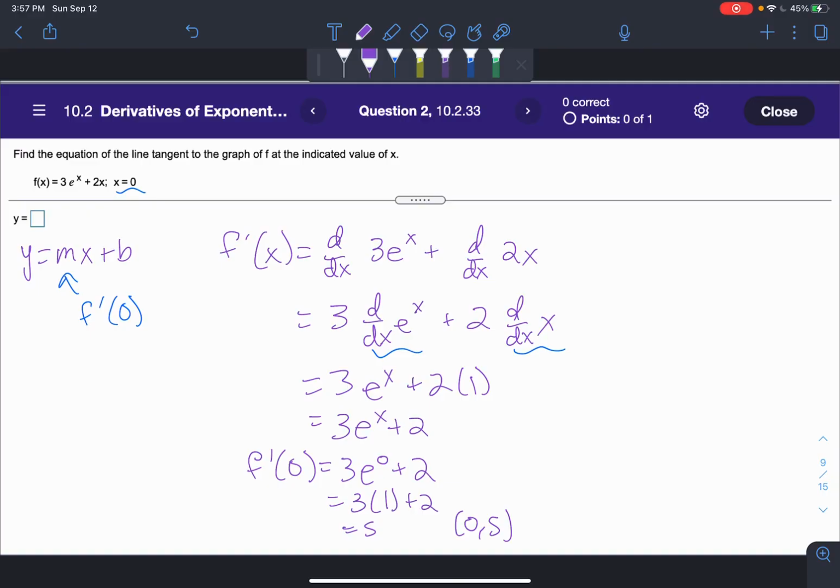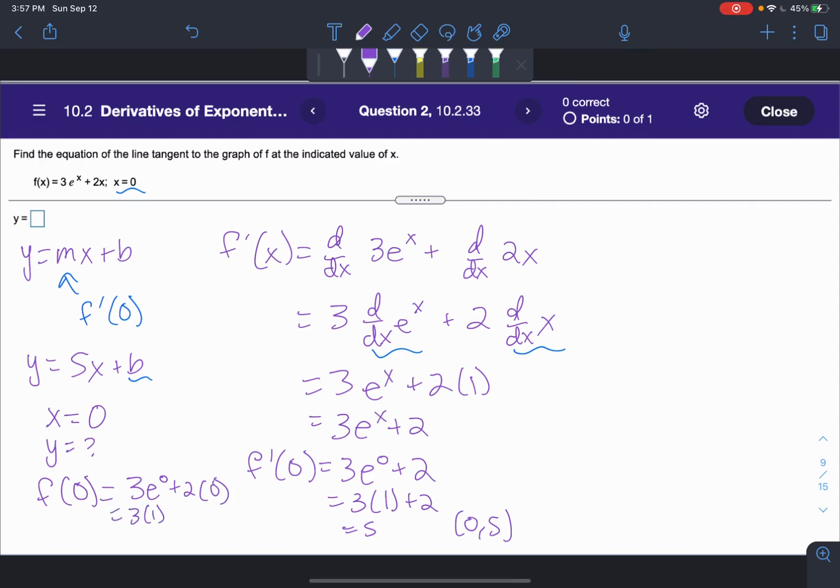And let me put that over here, y equals 5x plus b. Again, I want to solve for this b, right? And to get that, I know that I have a point at x equals 0 now. So what is y? And that's if I put in 0 in my original function, right? And so if I do that, I get 3 e to the 0 plus 2 times 0, 3 times 1 plus 0 is equal to 3. So that gives me the point 0, 3.